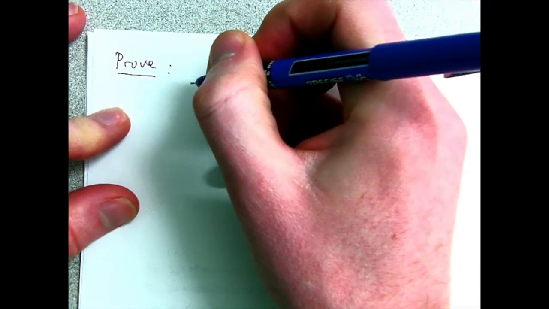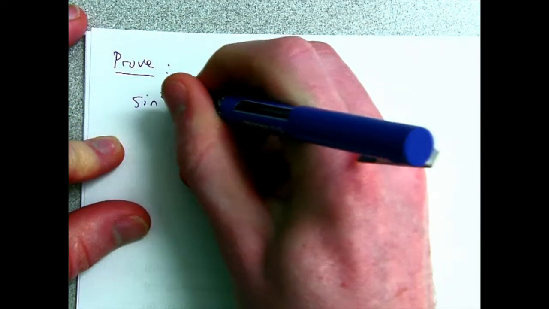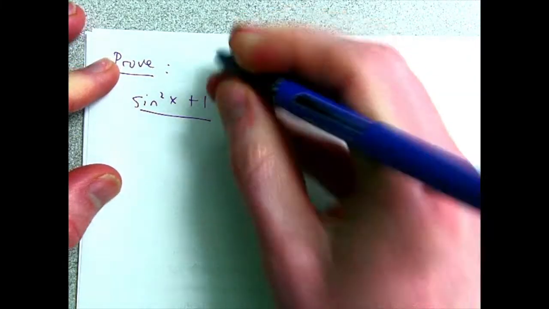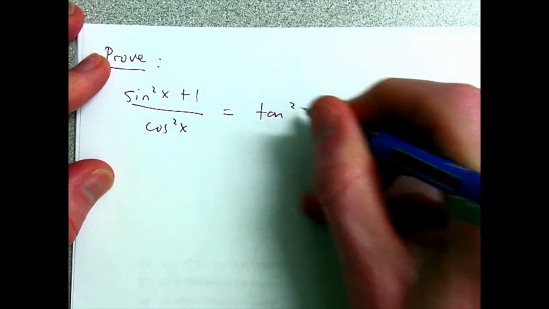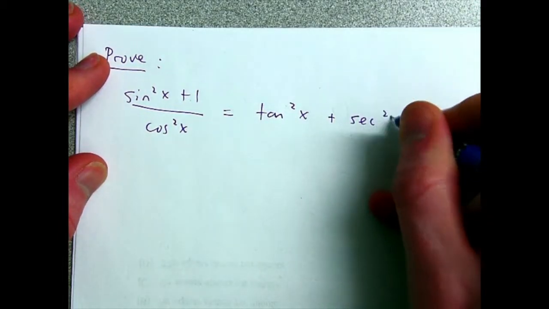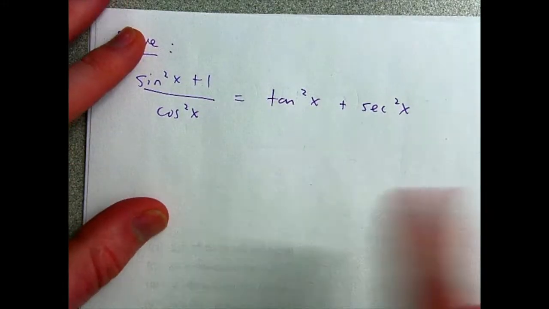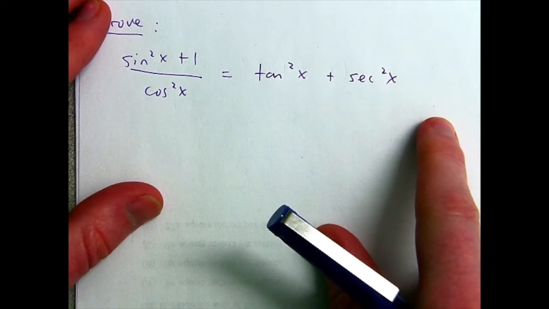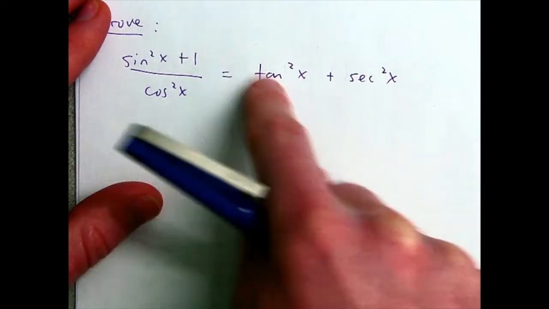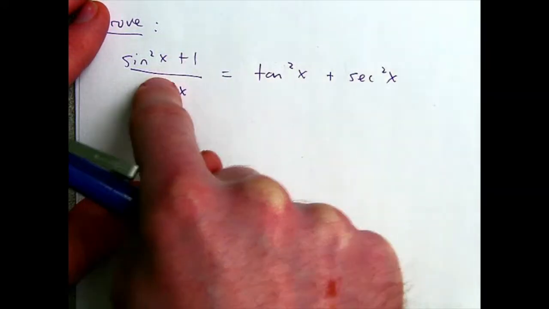Let's try to do some problems where we actually prove new identities. So let's prove the following trigonometric identity. How about sine squared x plus 1 over cosine squared x is equal to tangent squared x plus secant squared x. So we have to transform one side of the equation into the other. You could do it in both directions. You could take this side and try to turn it into this side, or you could take this side and try to turn it into that side.